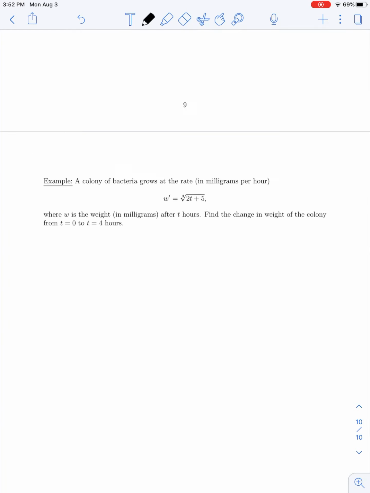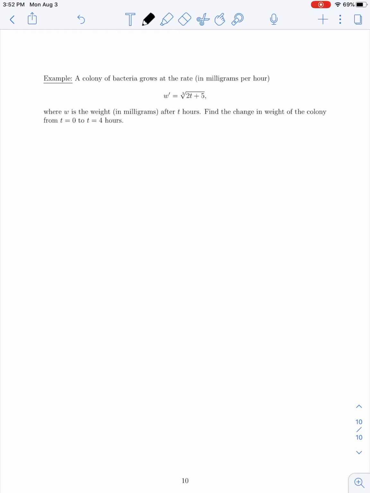So let's look at our last example. Here we have a colony of bacteria which grows at the rate, measured in milligrams per hour, of W prime, which is equal to the cube root of 2t plus 5, where W is the weight in milligrams after t hours. And we're supposed to find the change in the weight of the colony from time 0 to 4 hours later.